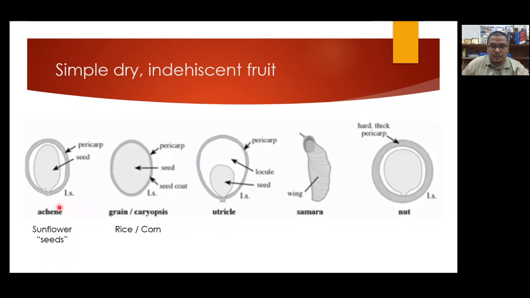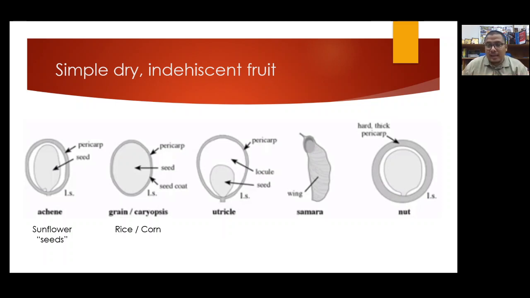We start with the achene, and you know this from the sunflower. I'm going to call this sunflower seeds, in parentheses, because they are not really seeds. The kwachi that you eat, that thing that you have to crack open to get the edible part, is not the sunflower seed. The edible part, they are actually sunflower fruits. That's the whole fruit.